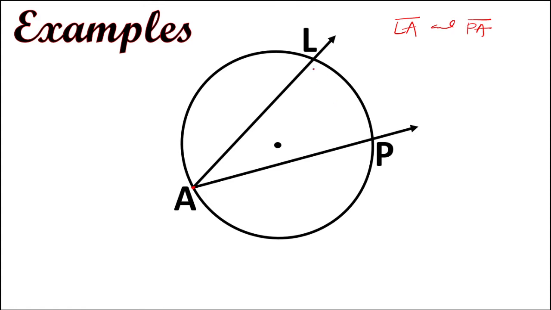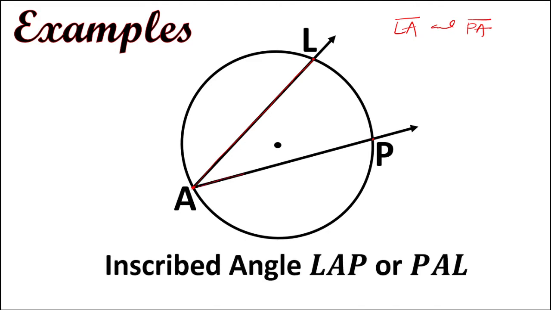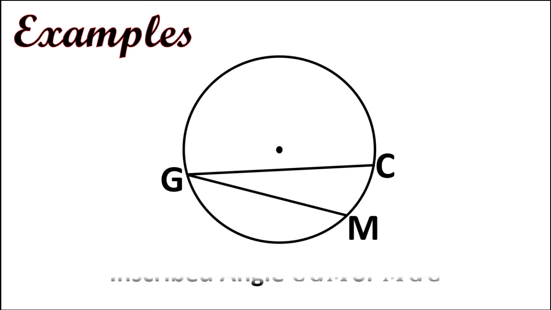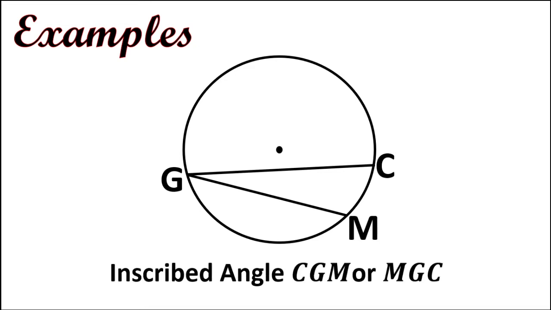Why is it called an inscribed angle? Because all of its points, say point L, point A, and point P, are all on the circle, and its sides contain the chords of the circle. So this is inscribed angle LAP or inscribed angle PAL. Next, we also have inscribed angle CGM or inscribed angle MGC. So, whenever the three points of your angle are on the circle itself, automatically that is an inscribed angle.